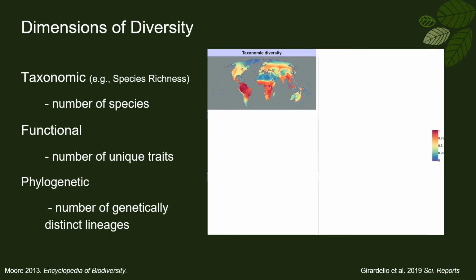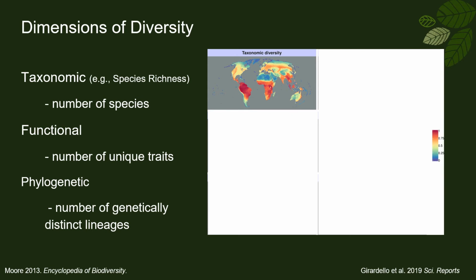Most conservation decisions are made based on a simple metric, species richness. But species richness is only one dimension of diversity, and as I've explained, capturing the diversity of functions and roles that species play is also important. Therefore, we need to be looking at multiple dimensions of diversity in order to effectively quantify biodiversity. In addition to taxonomic diversity, which is often measured as species richness or the number of species, functional diversity, the number of unique traits, and phylogenetic diversity, the number of genetically distinct lineages, should also be utilized.